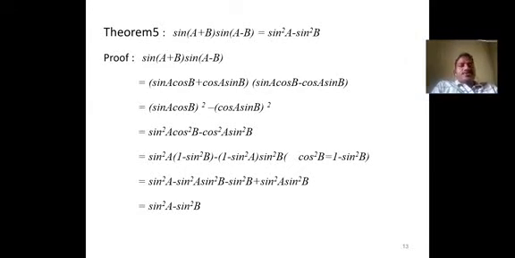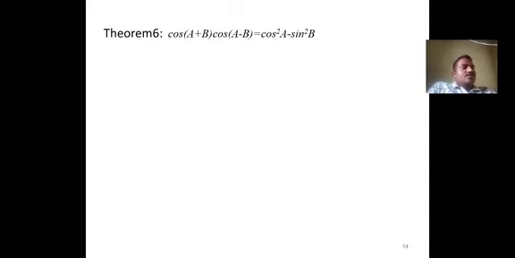Now the next one is the product of cos of A plus B into cos of A minus B. So this is cos square A minus sine square B, or cos square B minus sine square A. Here this is the difference of cos and sine, where cos is the first term, sine is the next term.